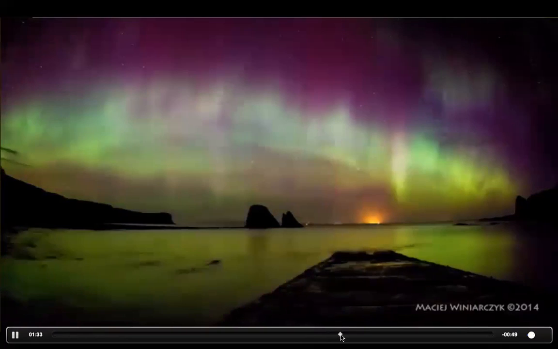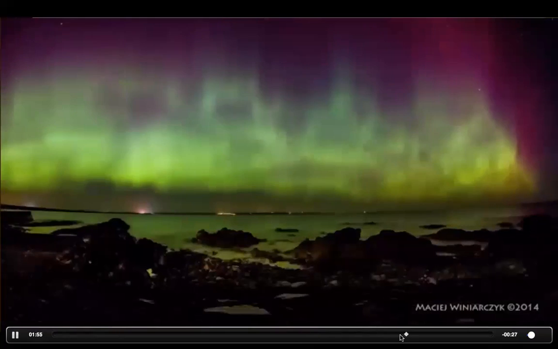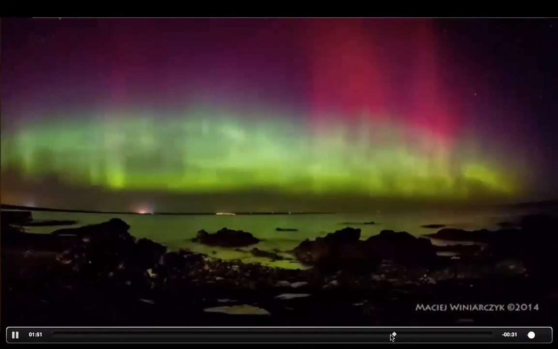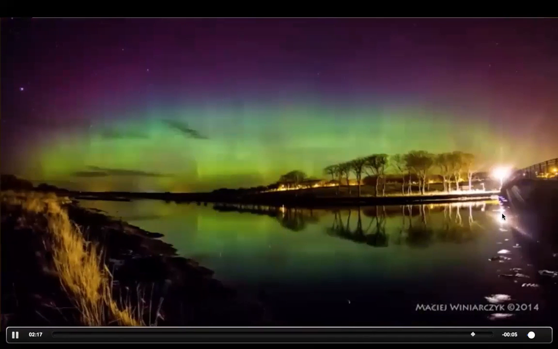Okay, I think you get the picture anyway. So it was in northern Scotland, they said. And you can see how the pink is in upper layers compared to the green. That's where the hydrogen is in the upper atmosphere. Anyway, pretty.